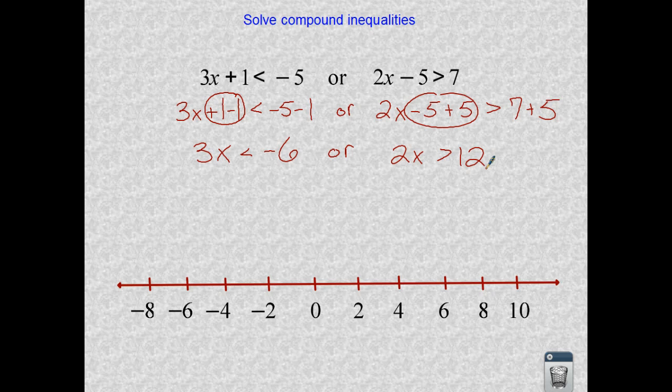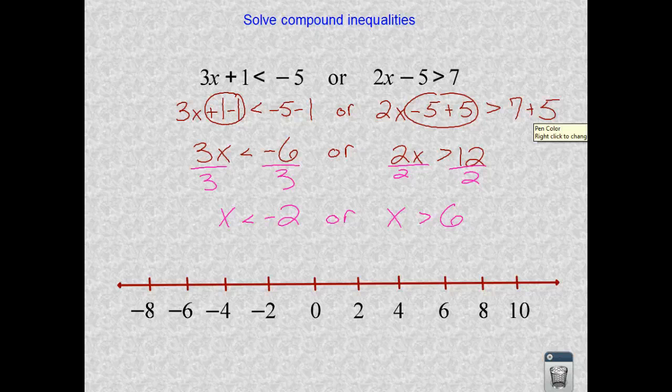So we have one more step to do. Divide both sides by 3. So x is less than -2, or divide both sides by 2, or x is greater than 6. Graph it. Open circle on -2. Shading to the less than area, which are the numbers to the left.